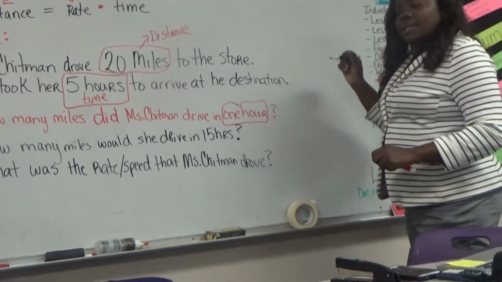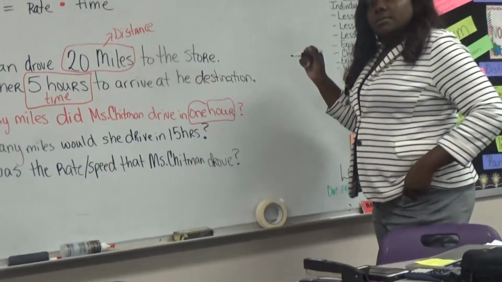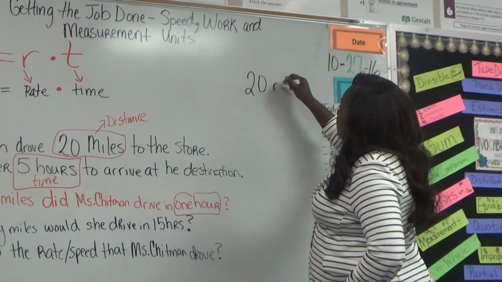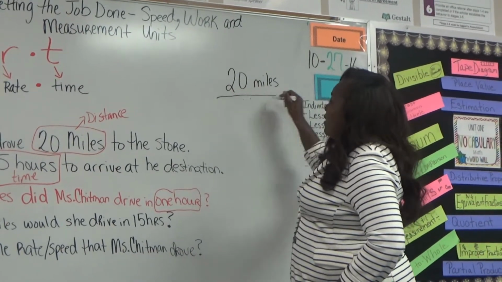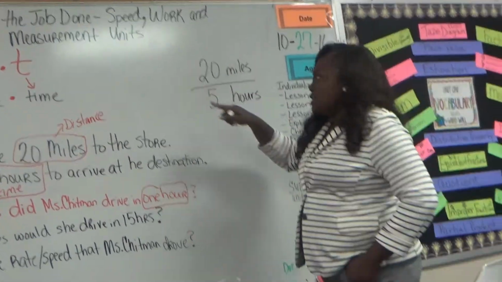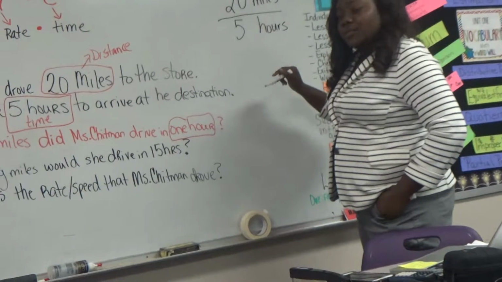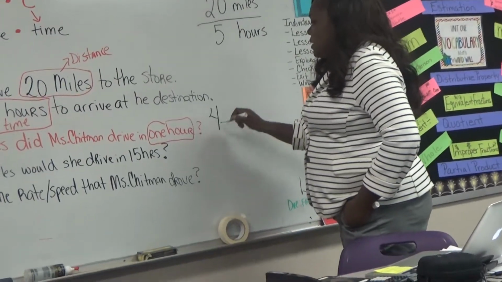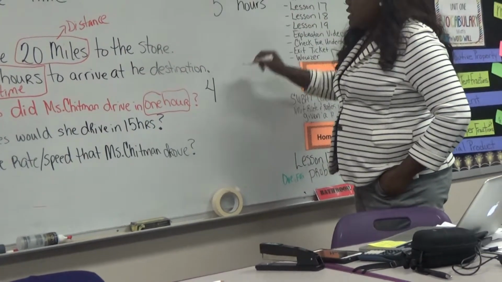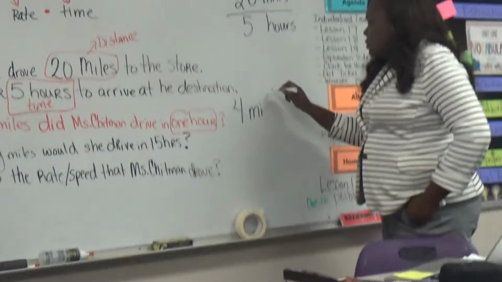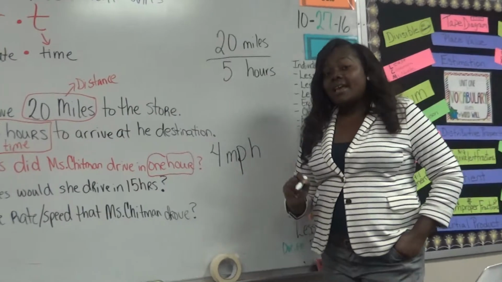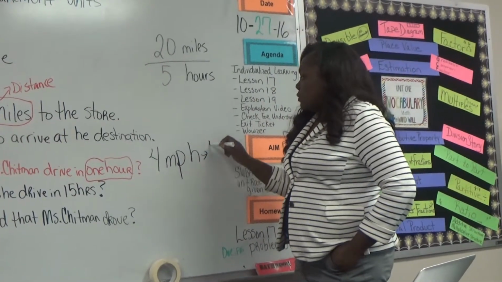So how will that problem look? 20 miles divided by 5 hours. Okay? So all I'm going to do now is say 20 divided by 5, which is 4. So this lets me know that I went 4 miles per hour. And you can write MPH for miles per hour. And this is also called our unit rate.